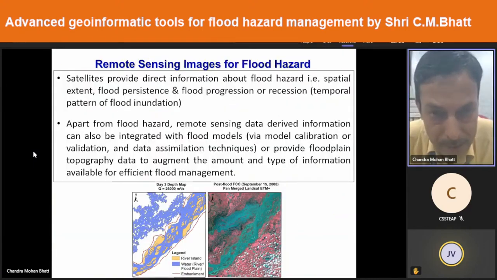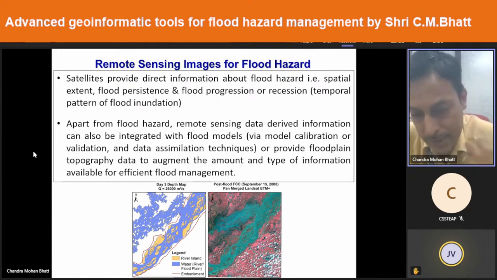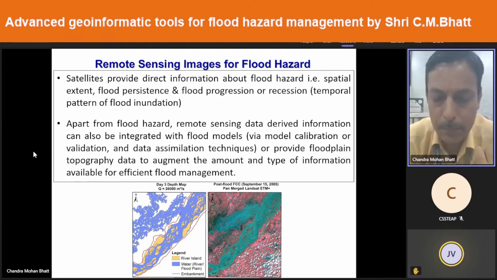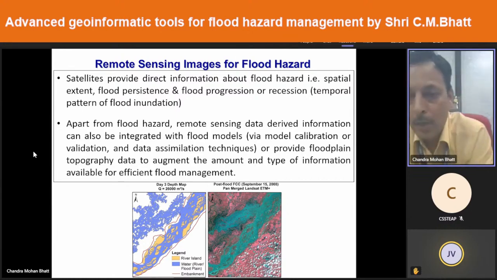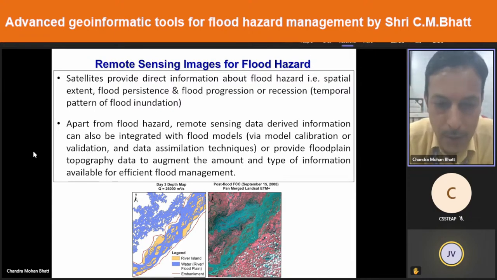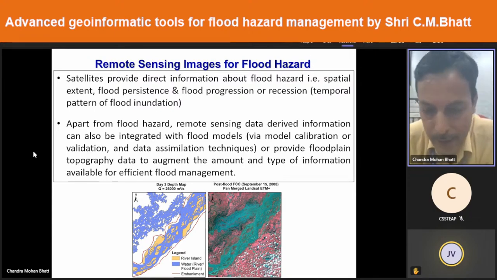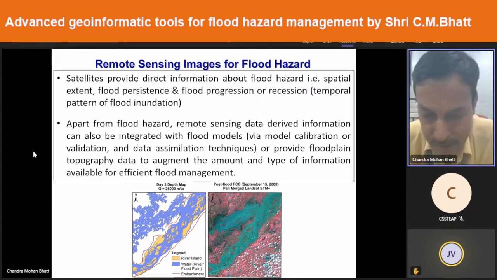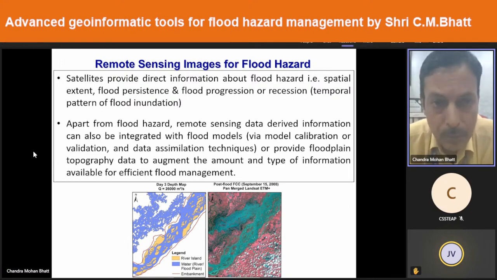Now, remote sensing images: these satellites that are launched take a picture of the earth, and once we get the picture of the earth, we are able to map the floods. Once we get that flood hazard information, it is important not only to know the spatial extent, but it can also be used in our hydrological models to calibrate or validate, or in our data assimilation techniques. So it can help you both in validation as well as in mapping. That's why these satellite remote sensing data sets are very important.